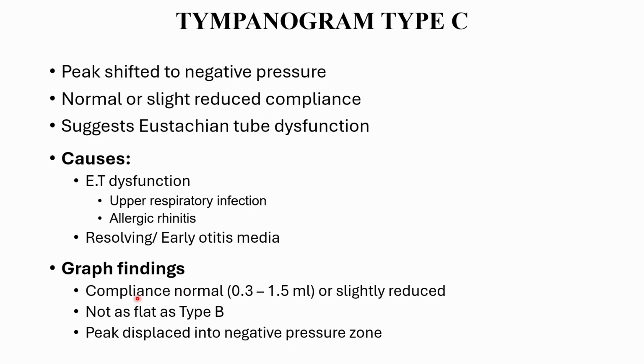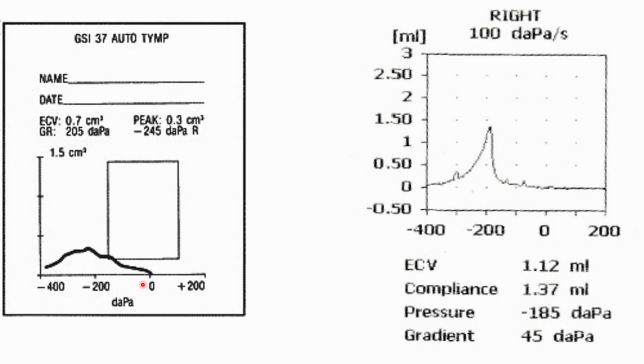So the graph finding will be compliance will be normal between 0.3 to 1.5 or slightly reduced. It may be less than 0.3, but the pressure will also be affected in the negative pressure zone. It will not be flat, and the peak is displaced into the negative pressure zone like this. It is present. Many students write it as type B, but there is a peak. You are seeing the peak is written there.